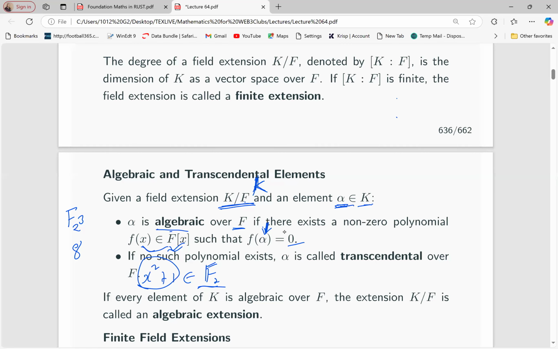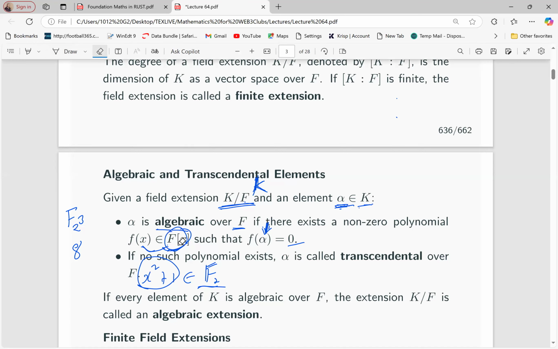Remember, alpha is an element of the extension. And remember that this was the base of this extension. So you're saying that alpha, which is a member of this extension, is called algebraic if you can determine one polynomial inside here such that alpha is a solution to that polynomial.